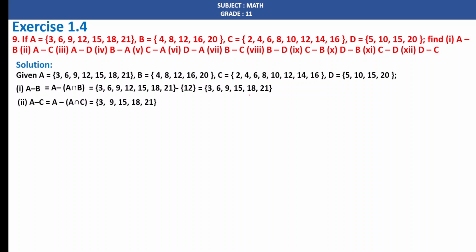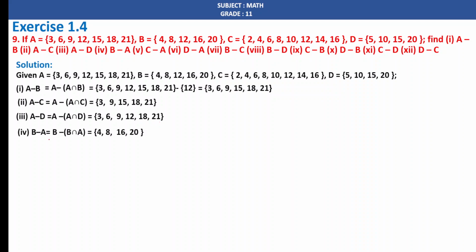Similarly, A minus C is the elements which are in A but not common to both A and C. If you observe here, we get the answer as {3, 9, 15, 18, 21}. Third one, A minus D can be written as A minus A intersection D. If we remove what is common between A and D, we get {3, 6, 9, 12, 18, 21}.